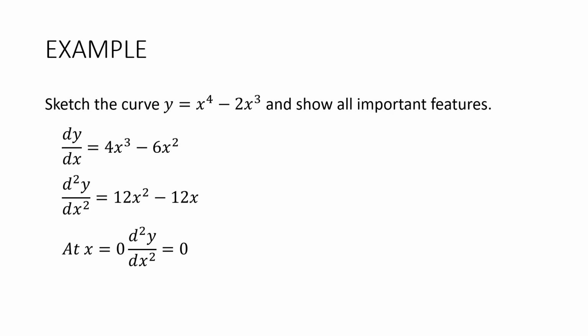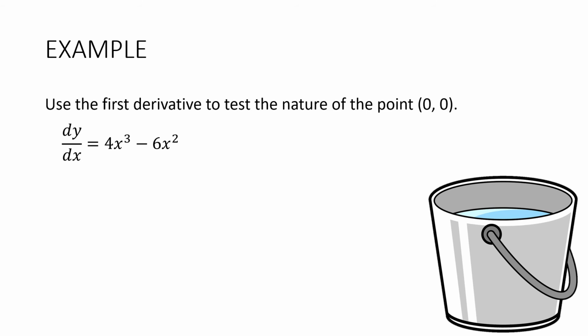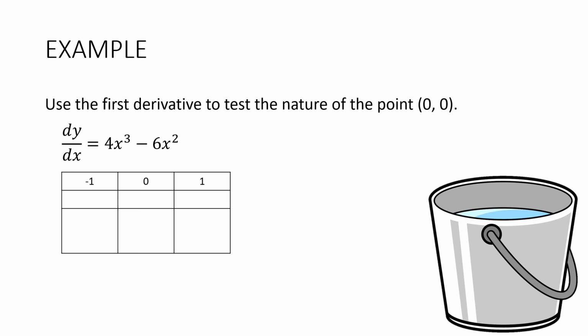Now let's do x equals 0 because the second derivative ends up being 0 as well. So this is a possible horizontal inflection. So remember that we need to now go to the first derivative test. Here's our first derivative. We have the point (0, 0). We want to test either side. So negative 1, 0, and 1.